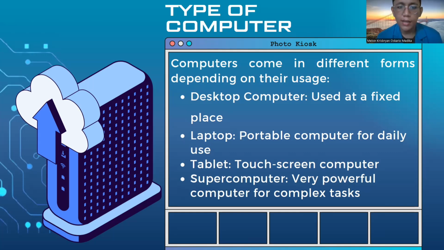And third, there is a tablet. A tablet is a touchscreen computer that is simple and easy to use for entertainment, learning, and communication. Lastly, there is a supercomputer. A supercomputer is a very powerful computer used for complex tasks such as scientific research, weather forecasting, and space exploration.